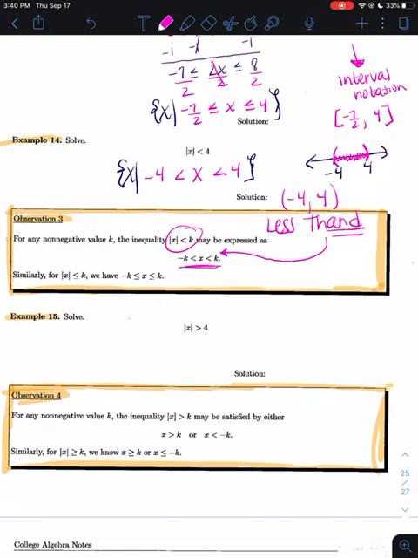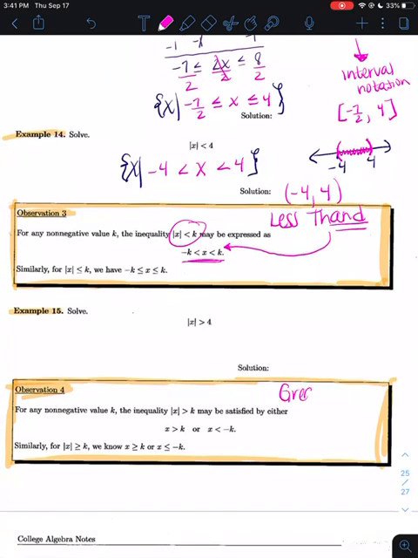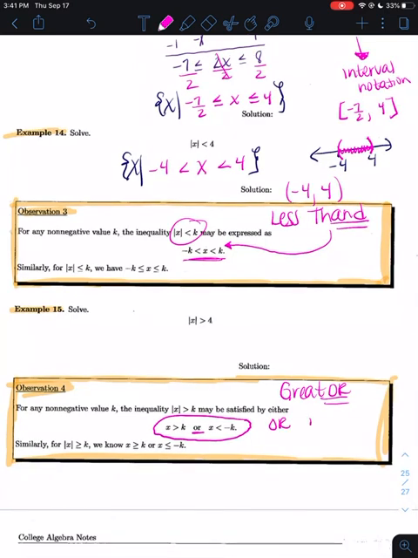All right, the next one. What if you have an absolute value symbol and a greater than 4, greater than symbol? All right, so this is greater. So this is going to be an or inequality. And an or inequality looks like this, where you have the two numbers, but you're going to have the word or written in the middle. And or is the union symbol.